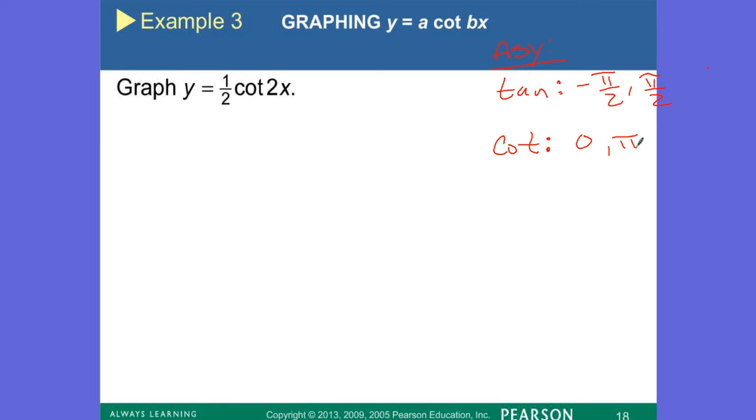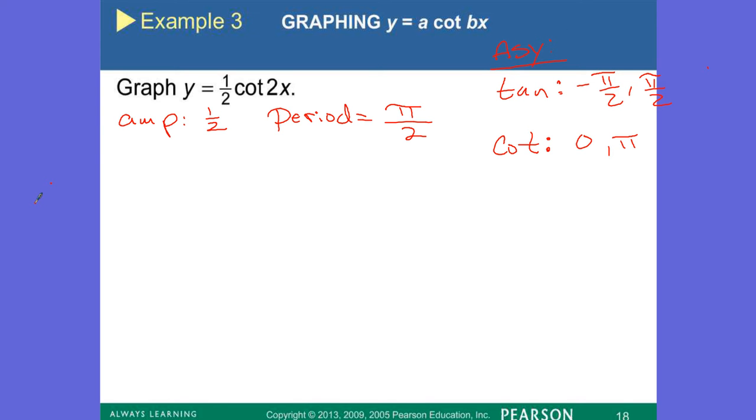Okay. All right. So now that we have these right here, I'm going to start with a couple things. Step 1. What's the first thing I'm going to do? My amplitude is what? 1/2, right? Period is going to be what? Pi divided by? Where'd the 2 come from? 2x. Very good. It's from that one right there. So my period is now going to be pi over 2.